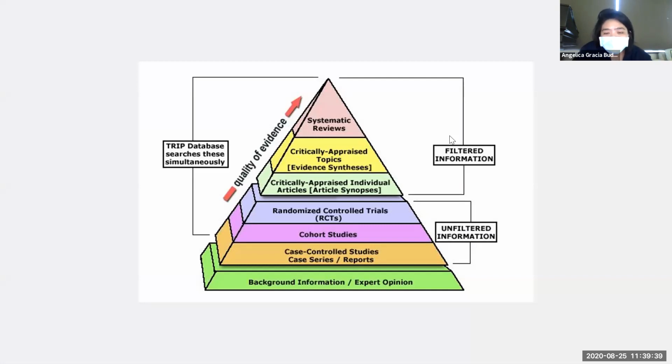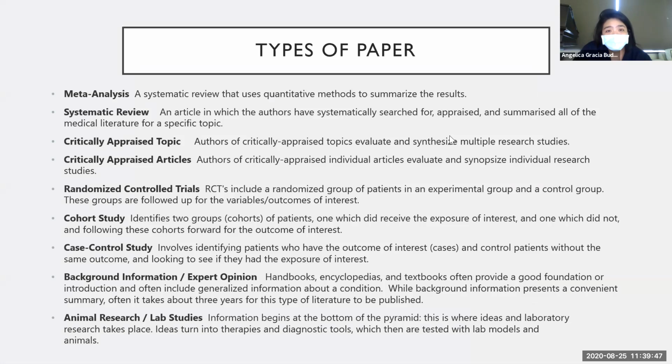So there are big expert opinions, and then there are case reports, and the most filtered ones are the systematic reviews. These are the definitions of the types of paper. A meta-analysis is a systematic review that uses quantitative methods to summarize the results. So it's the most critical one.